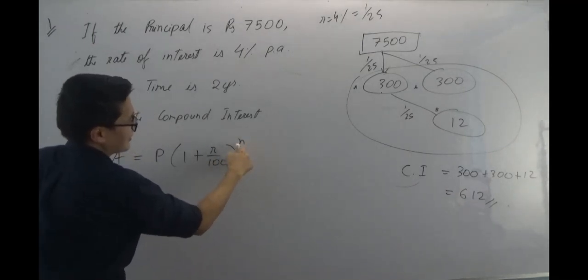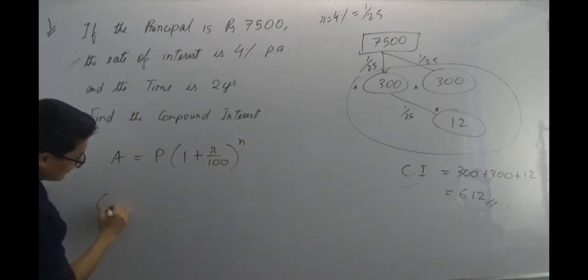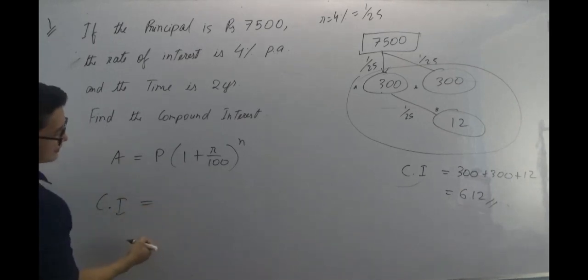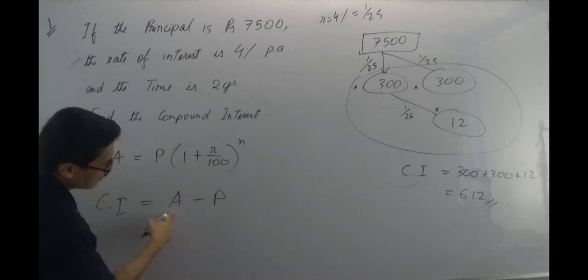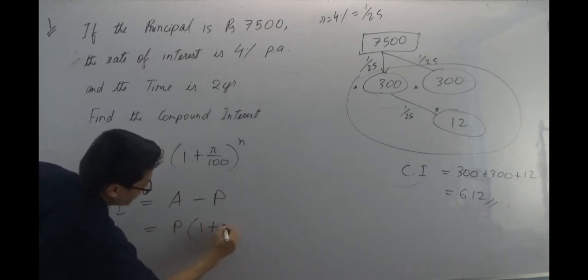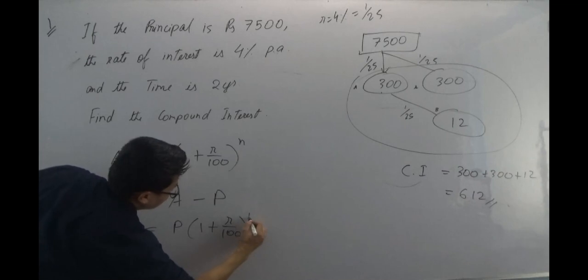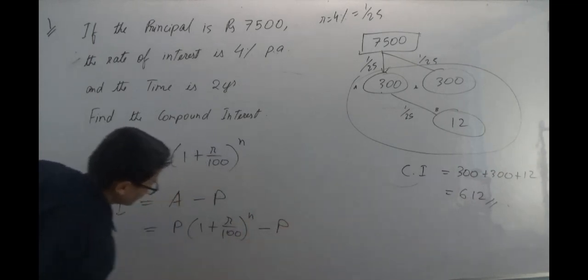So this is the year. N is the year. Compound interest is amount minus principal. Amount is P times (1 plus R by 100) to the power n, minus P.